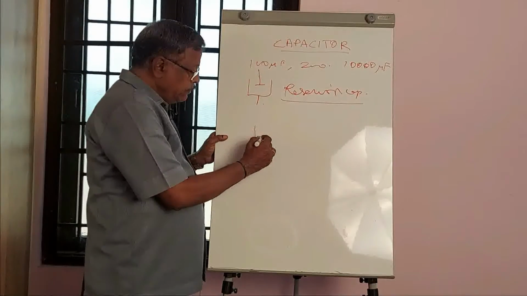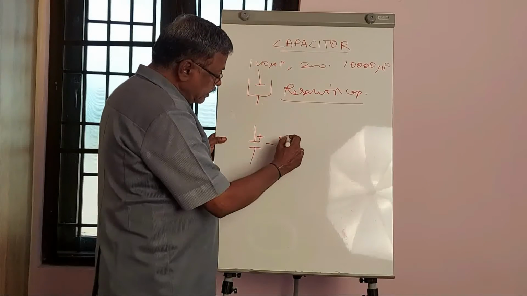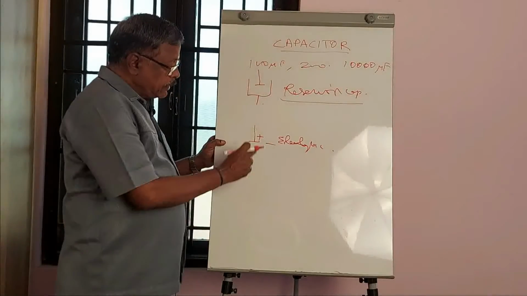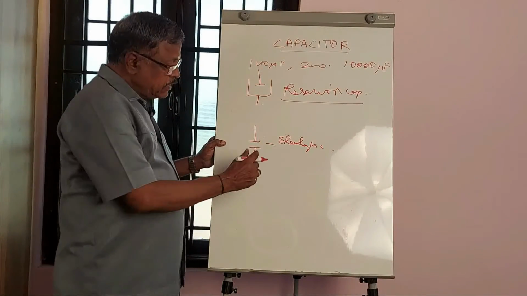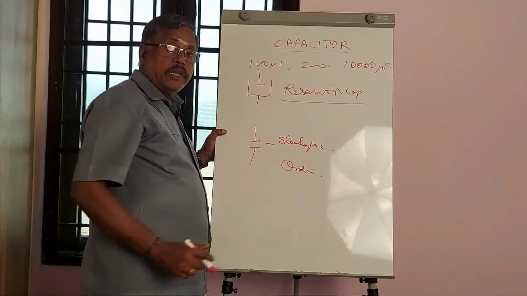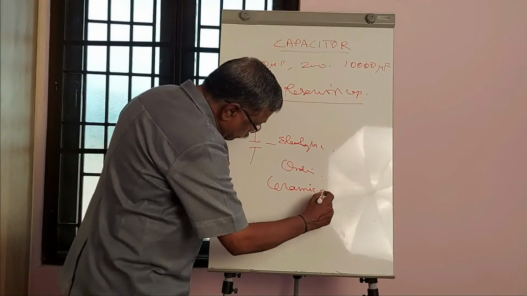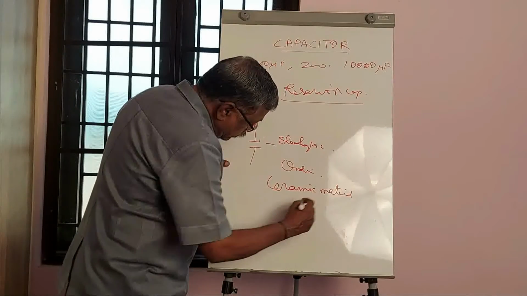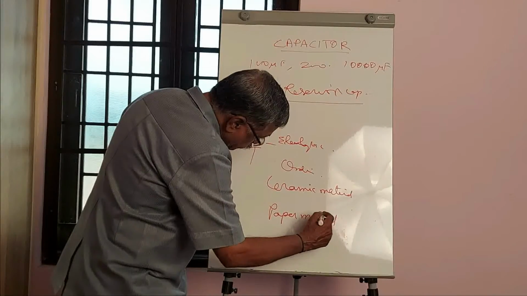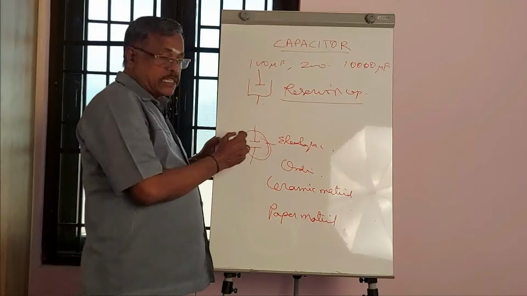In some circuits, some capacitors are represented like this. If a particular terminal is marked as plus, then it is called an electrolytic capacitor. And if the plus is not there, then it is not an electrolytic, it is an ordinary capacitor. Ordinary capacitors are manufactured using ceramic material, paper material, like that. So these capacitors are only low voltage capacitors.